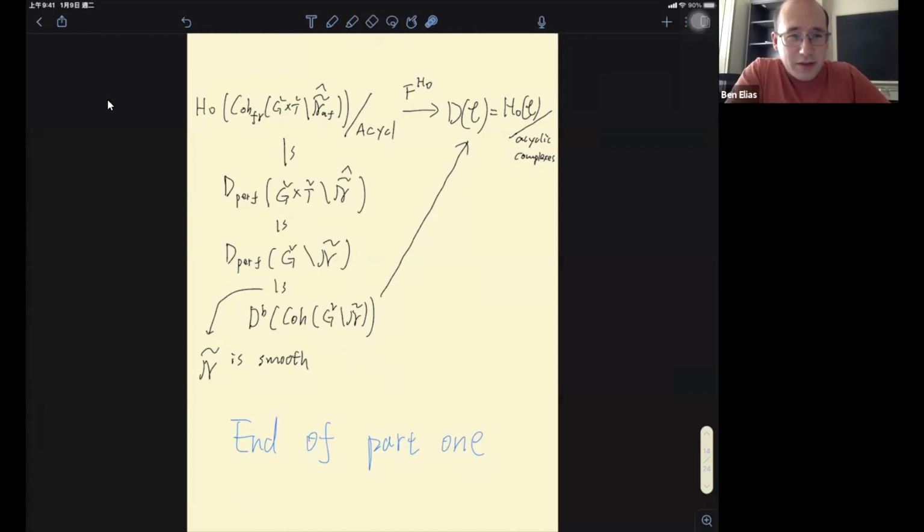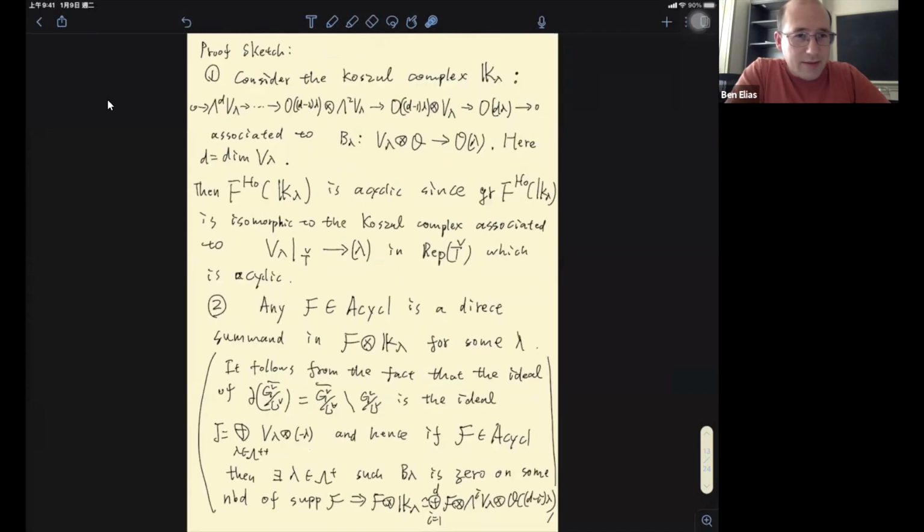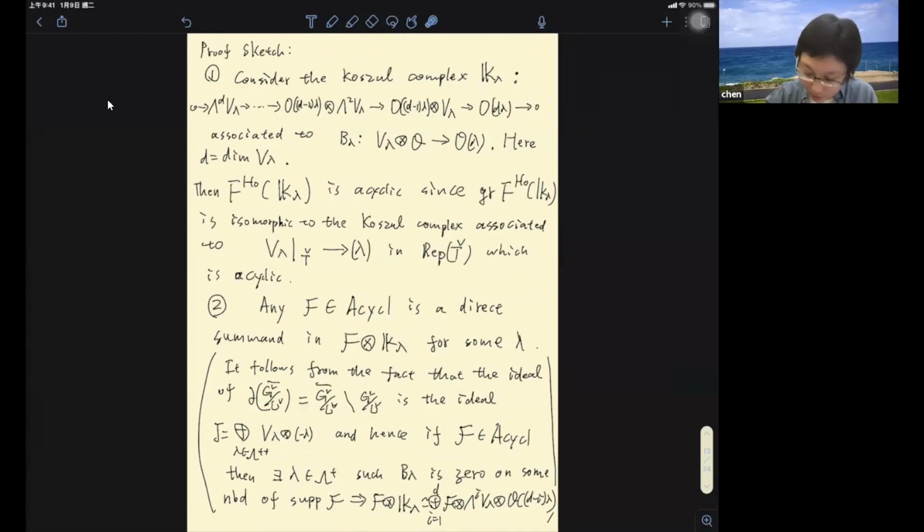Can I ask a question about this Koszul complex? Can you go back to that? Yes. Here. That Koszul complex is not some naive Koszul complex, like a tensor product of two-term complexes. You have this, then you can always form the corresponding Koszul complex.